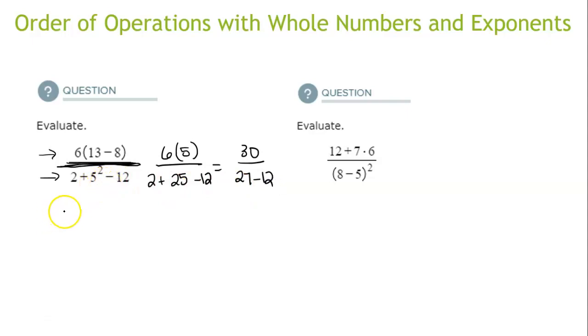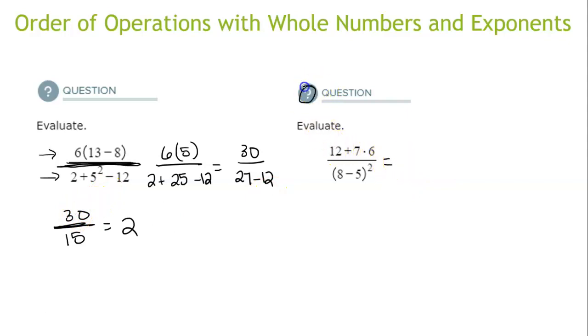Let's see, this becomes 30 on top. 27 minus 12 becomes 15, and 30 divided by 15 is 2. It doesn't matter that this means division. We divide last here because we have the big fraction bar, which tells me to do everything on top and everything on the bottom separate.